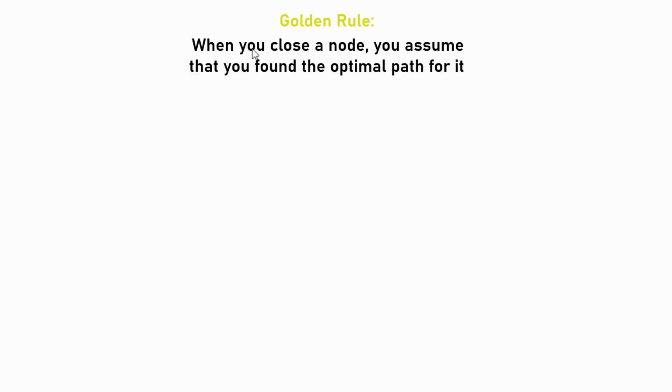Okay, this is the thing to understand about Dijkstra's algorithm. There is a golden rule, which is that when you close a node, you assume that you found the optimal path for it. So what do I mean by closing a node? Well, usually you add it to some list of visited nodes, and you don't use it anymore for data. So you're completely done with it, and you assume that you found the optimal path for it.